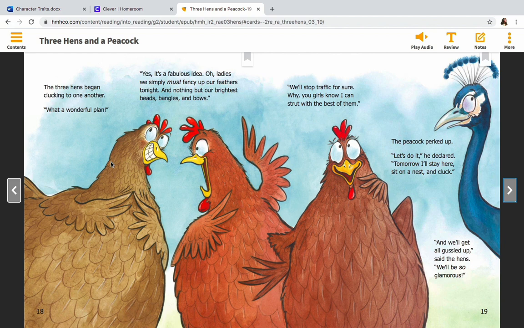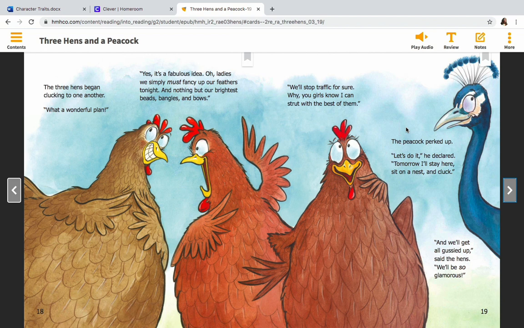"What a wonderful plan." "Yes, it's a fabulous idea." "Oh, ladies, we simply must fancy up our feathers tonight with nothing but our brightest beads, bangles, and bows. We'll stop traffic for sure." "Well, you girls know I can strut with the best of them." The peacock perked up. "Let's do it," he declared.